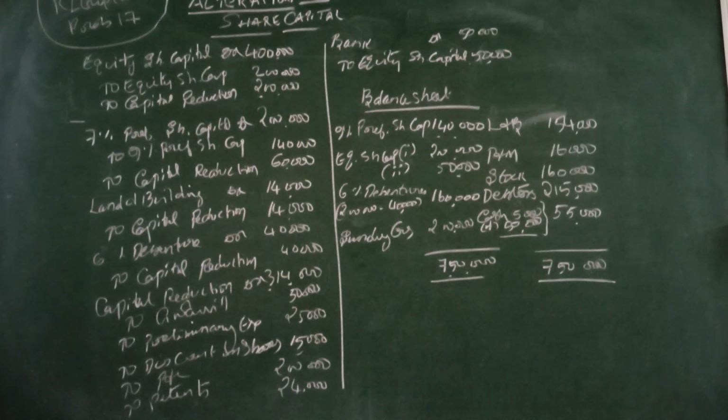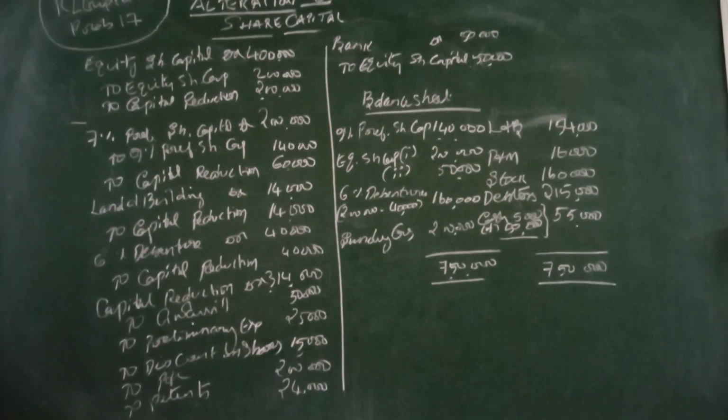Total amount of capital reduction, that is from equity shares and preference shares and adjustments against land and building and debenture, comes to 3,14,000. Against 3,14,000, goodwill, preliminary expenses, discount on shares, and P&L account are adjusted, and no balance is available. Please mind it, if you want, make a note of it. If any balance is available, then you will have to take that balance as capital reserve. In this case, no balance is available in the capital reduction account, so straight away we can pass the entry.